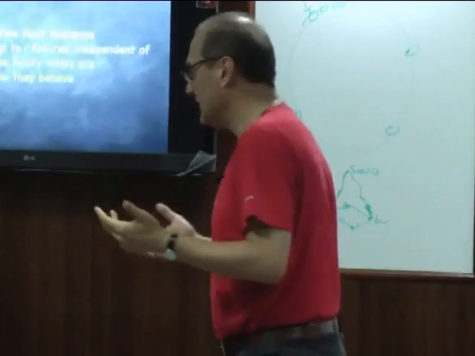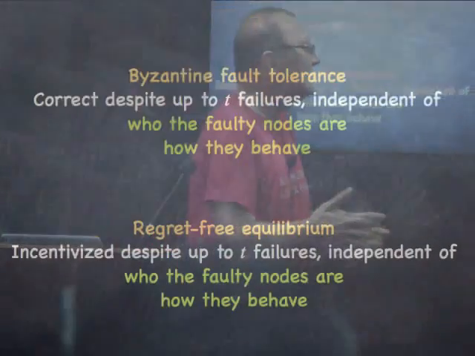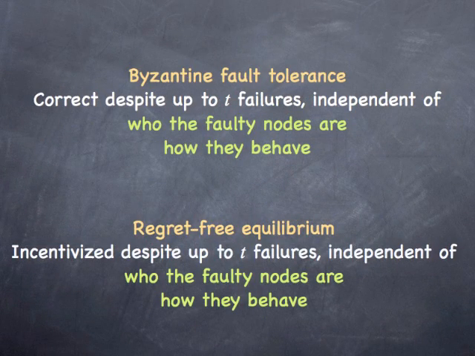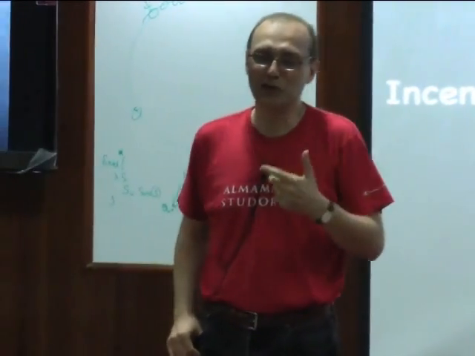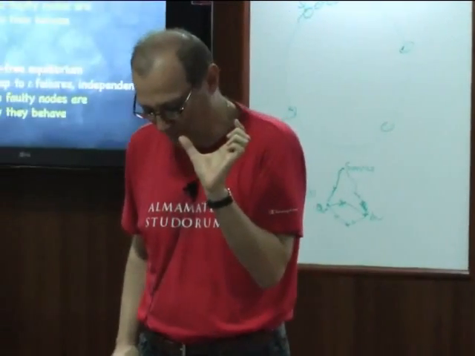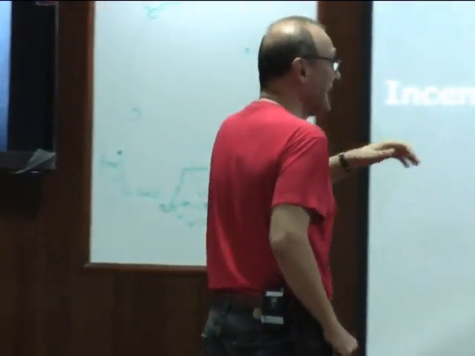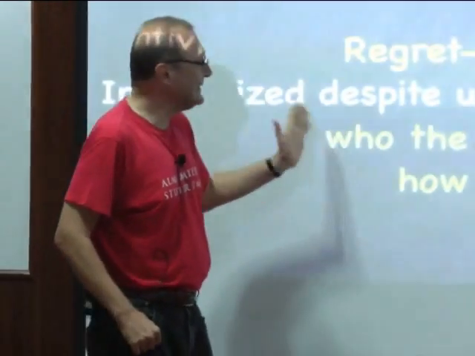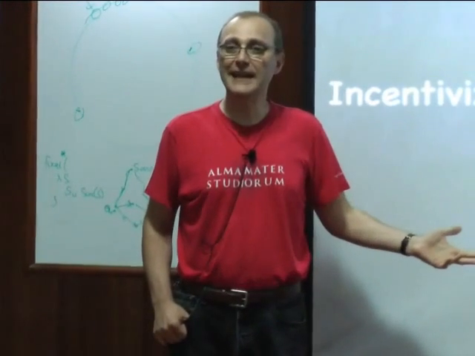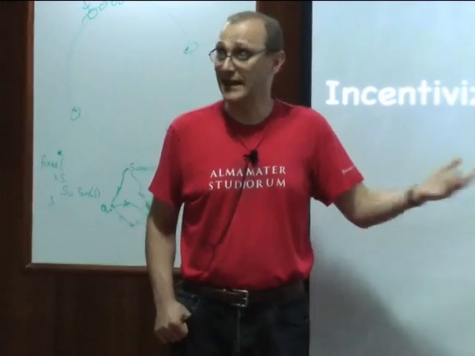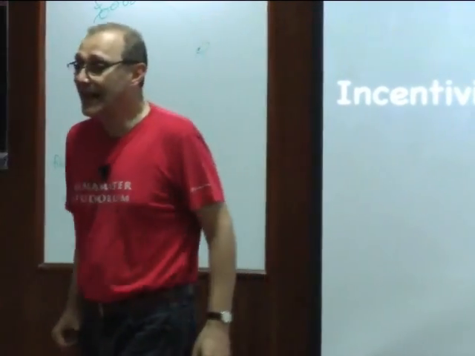Very nice. So an attractive way of providing a notion of equilibrium is one inspired by such generality. Something that would be really nice is a notion of equilibrium in which we are able to incentivize, to use a possibly neologism, rational nodes to actually participate and stay on the equilibrium despite up to T failures, just like before, again independent of who the faulty nodes are and how they behave. It certainly seems very attractive to me. And it turns out that a few years ago there was a proposal to capture this very desirable intuition.